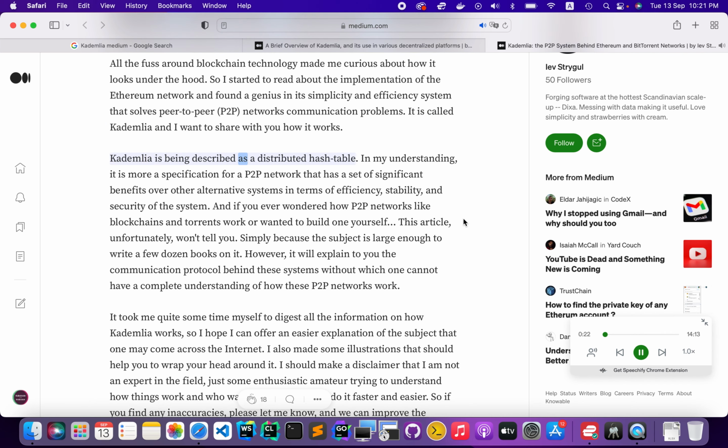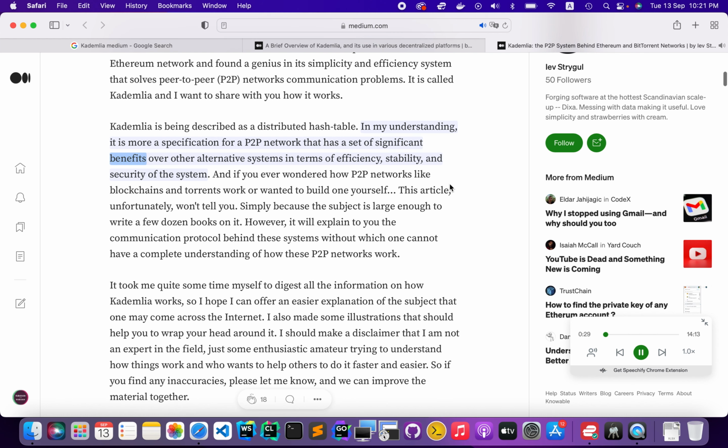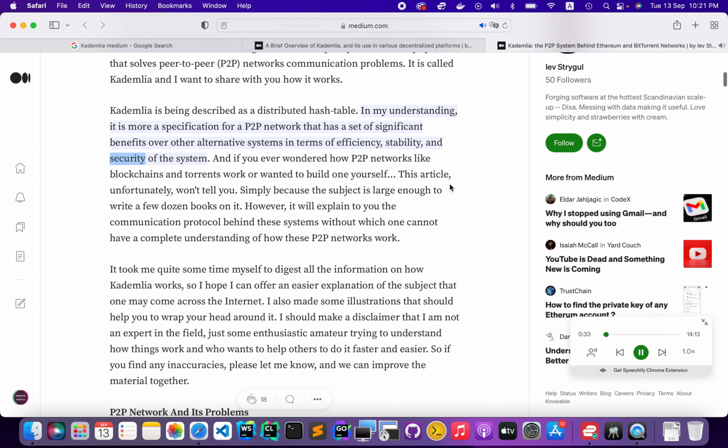Kademlia is being described as a distributed hash table. In my understanding, it is more a specification for a peer-to-peer network that has a set of significant benefits over other alternative systems in terms of efficiency, stability, and security of the system.